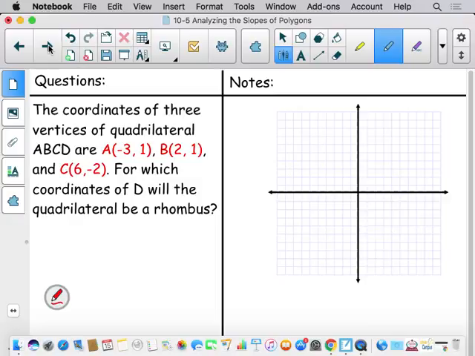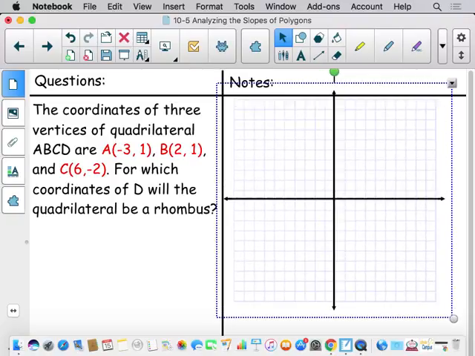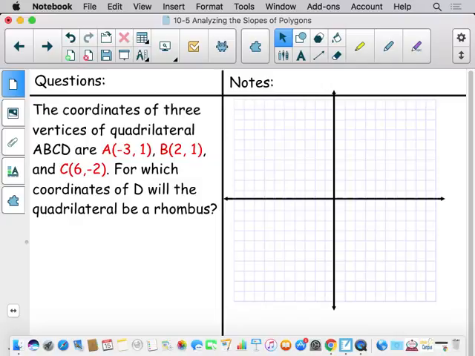The next problem says, the coordinates of three vertices of quadrilateral A, B, C, D are A, negative 3, 1. B, 2, 1. And C, 6, negative 2. For which coordinates of D will the quadrilateral be a rhombus?